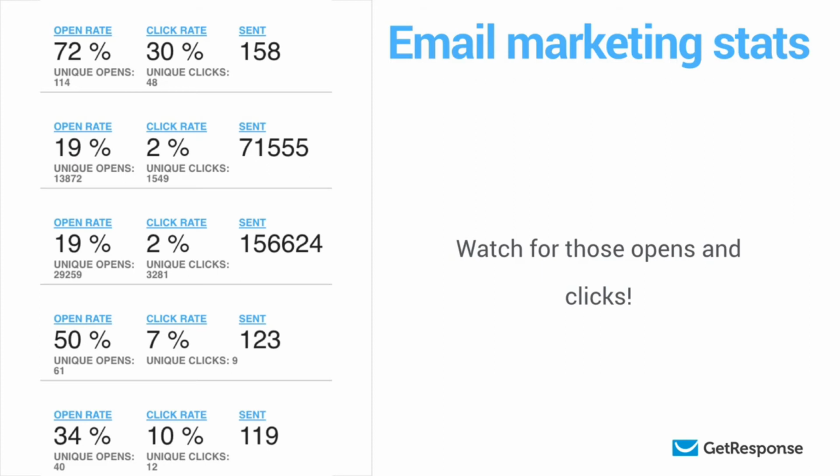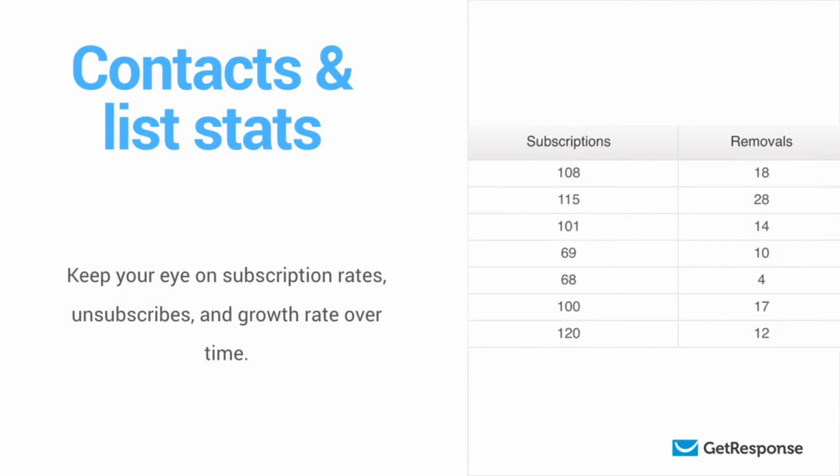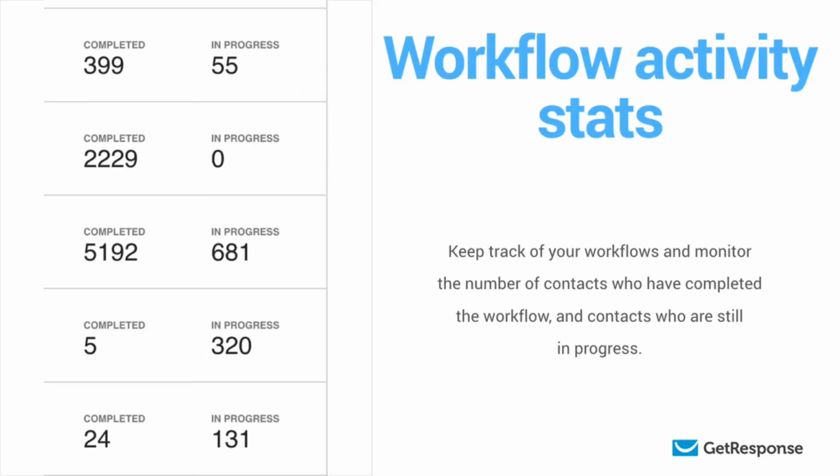And stats related to your contact lists will allow you to see trends over time related to the rates of subscription, the growth rate, or maybe you notice you're losing too many contacts to unsubscribes or bounces. This should alert you to changes that you should make in your list hygiene and your messaging strategy. Workflow activity stats are quite simple and to the point. The purpose is just so you can see at a glance how many contacts have completed a given workflow and how many are in progress.